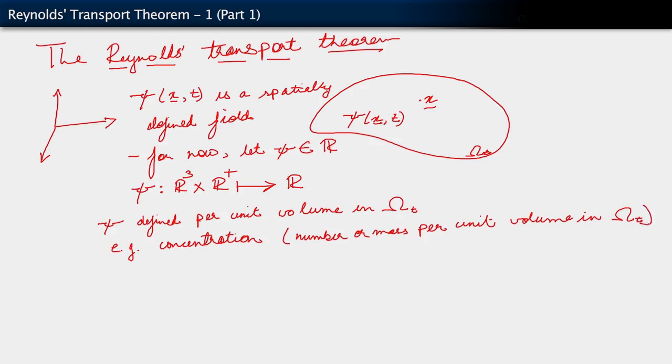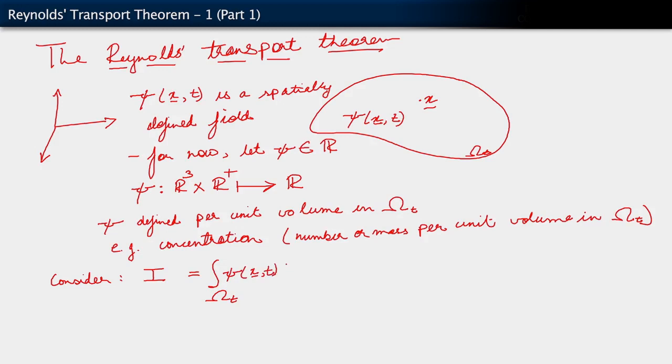Okay, just to fix ideas. All right, so what are we talking about doing here? Right. So if psi is defined per unit volume, we can consider the following integral, which I'm going to write as the integral over the current configuration of psi, and we remember that psi is parameterized by x and t.